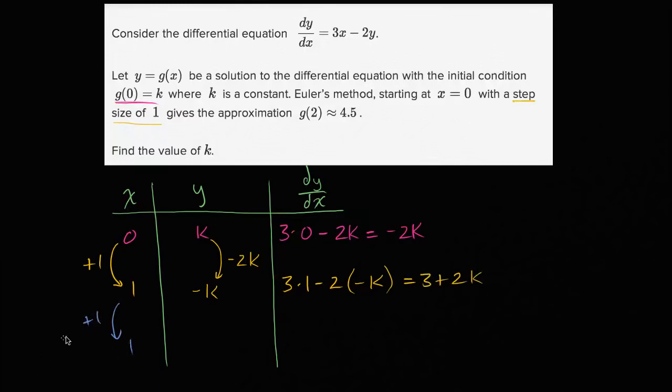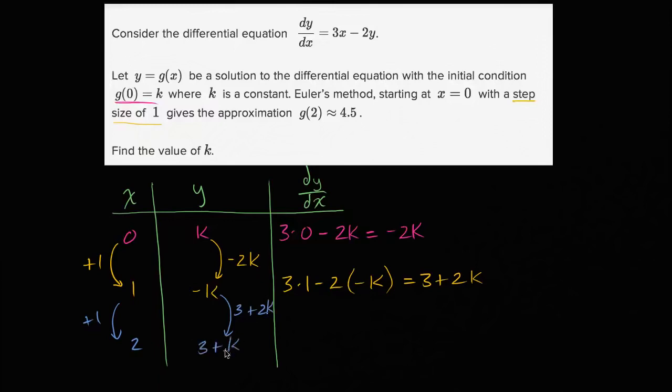Now I'm going to get to 2. And this is the one that we care about, right? Because we're trying to approximate g of 2. So we have to say, what does our approximation give us for y when x is equal to 2? We're going to have something expressed in k, but they're saying that's going to be 4.5, and so we could use that to solve for k. So what's this going to be? If we increment by 1 in x, we should increment our y by 1 times 3 plus 2k. So negative k plus 3 plus 2k is just going to be 3 plus k.